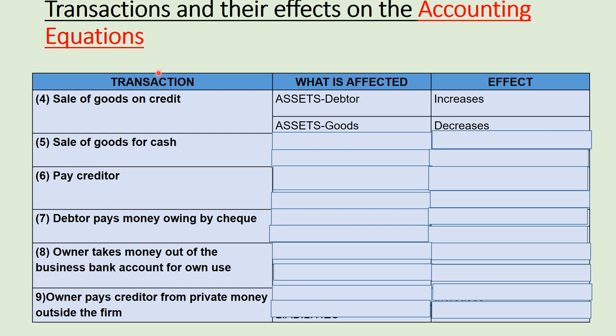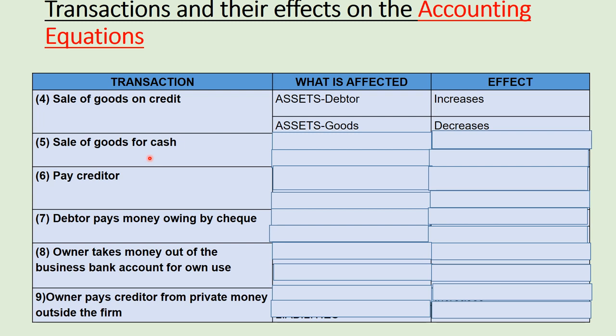Example 5. Sale of goods for cash. So you have sold goods for cash. What's going to be affected? First, assets in terms of cash are going to be affected, and assets in terms of goods are going to be affected. This is similar to example number 1, just that in example number 1, we were using the bank, not cash. So assets in terms of cash are going to be affected, and assets in terms of goods are going to be affected.